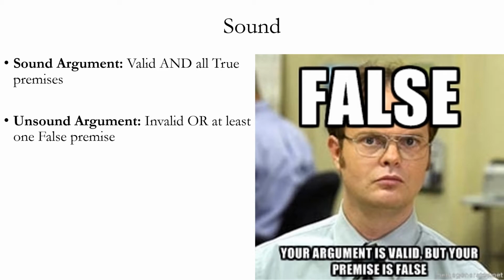An unsound argument is one that's not sound, and there's two ways that can happen. It can be either invalid or it can have at least one false premise. And it's also possible for an unsound argument to be both invalid and have false premises. Either way, if it's invalid or has a false premise, then that's enough to make it unsound.